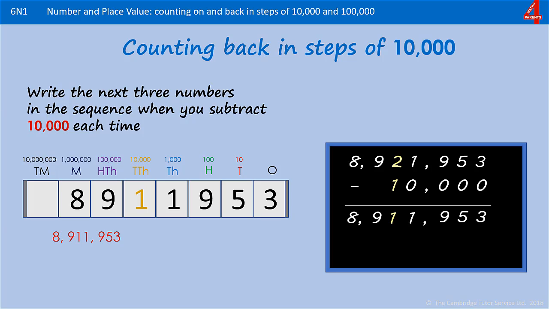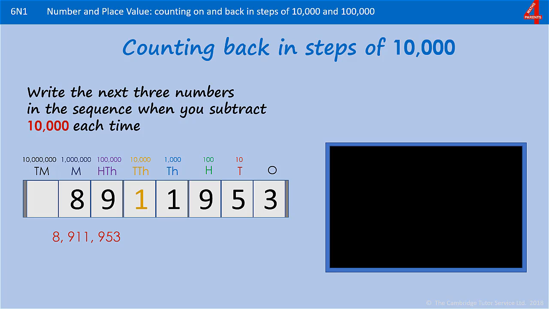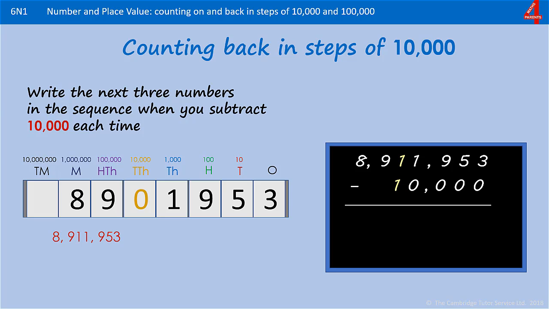8,911,953. The next one's not too bad either, because when we take away 10,000, the 1 in that 10,000s column will become a 0. And again, just for those of you who like to see why this happens, the 1,953 stays the same again. We have 1 in the 10,000s column, and we're taking away another lot of 10,000, so that leaves us with nothing in the 10,000s column.